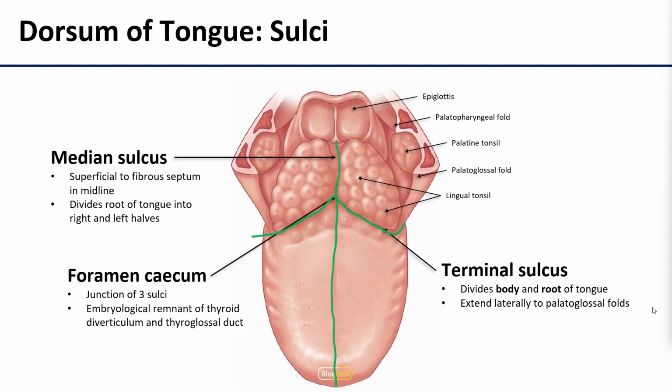And then where these two sulci intersect, there's a small little depression called the foramen cecum. This is actually an embryological remnant that gets left behind when the thyroid gland is formed, but it makes a good landmark for us in dividing the dorsum of the tongue up into these four regions.